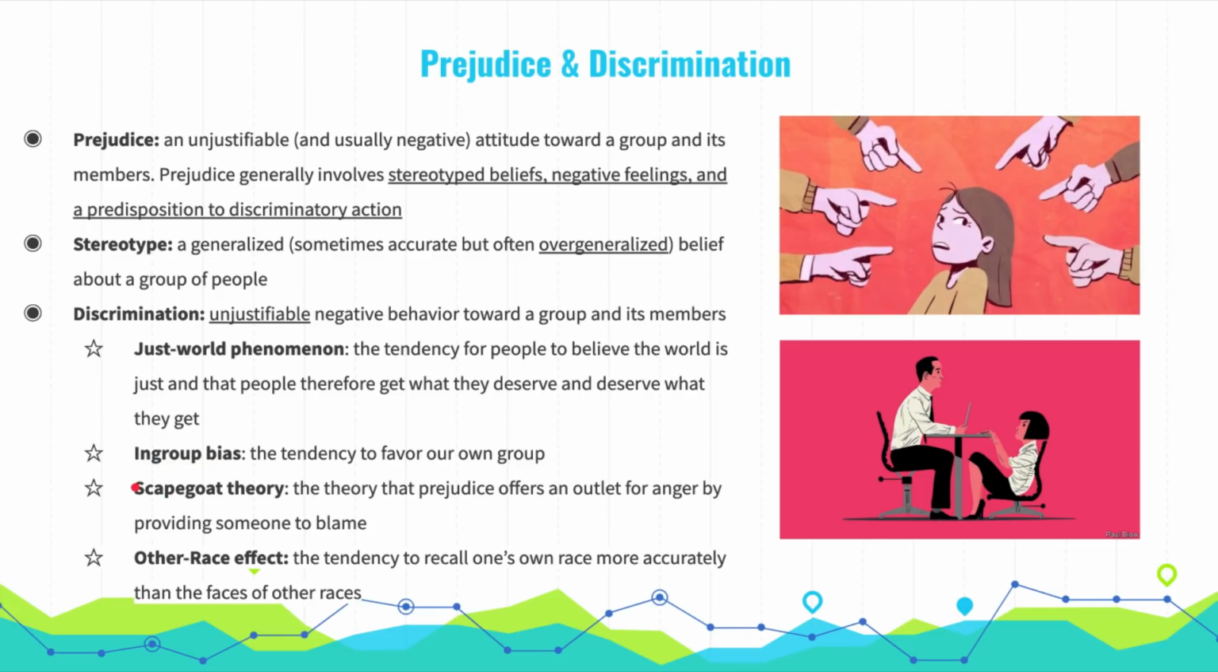Scapegoat theory is a theory that prejudice offers an outlet for anger by providing someone to blame. A prime example of this is how the Nazis blamed the Jewish community for the country's economic failures. As we know, the Jewish people did absolutely nothing wrong, but by pointing the finger at someone, the German people could have a group to blame. The other race effect is the tendency to recall one's own race more accurately than the faces of other races.